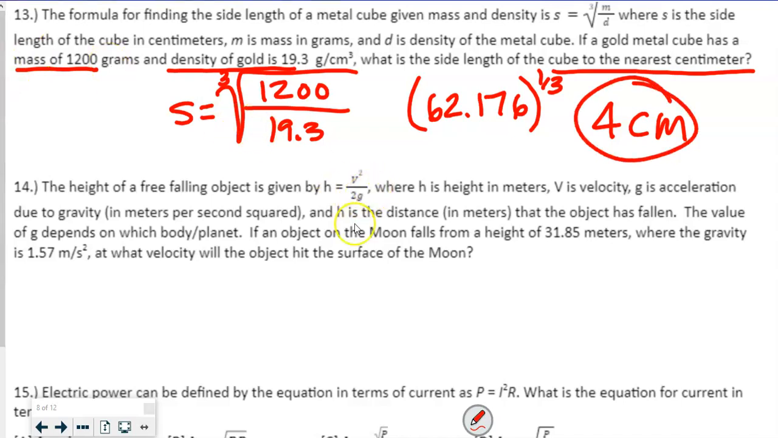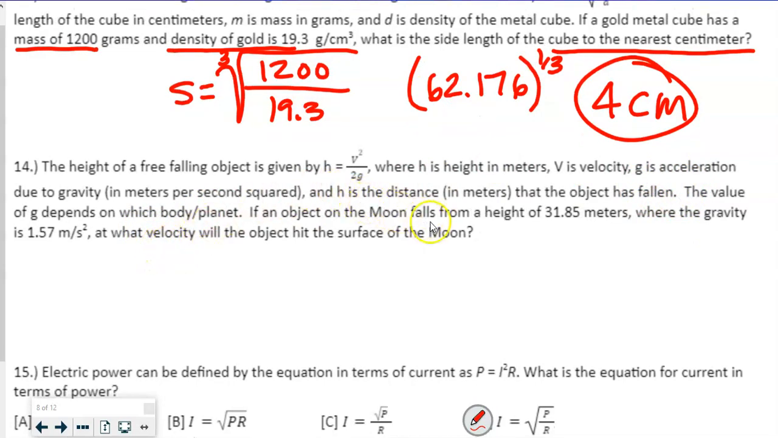The next one, the height of a free-falling object is given by h is equal to v squared over 2g, where h is the height in meters, v is velocity, g is acceleration due to gravity in meters per second squared. H is the distance in meters that the object has fallen. The value of g depends on which planet. If an object on the moon falls a height of, okay, so that's our height, right? So that's going to be 31.85, and it equals where the gravity is 1.57.